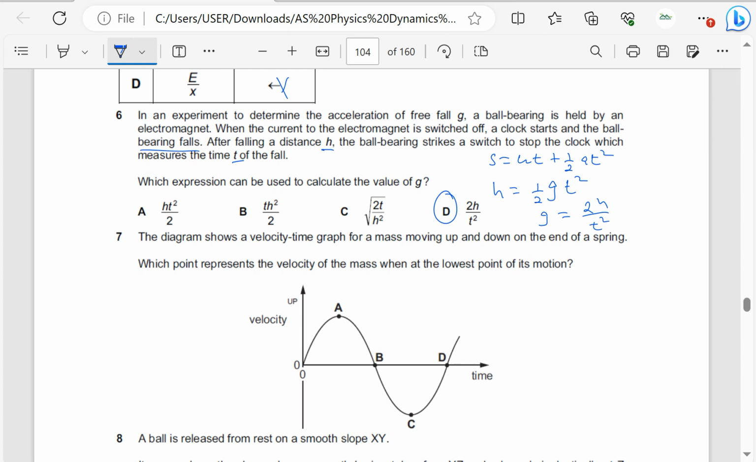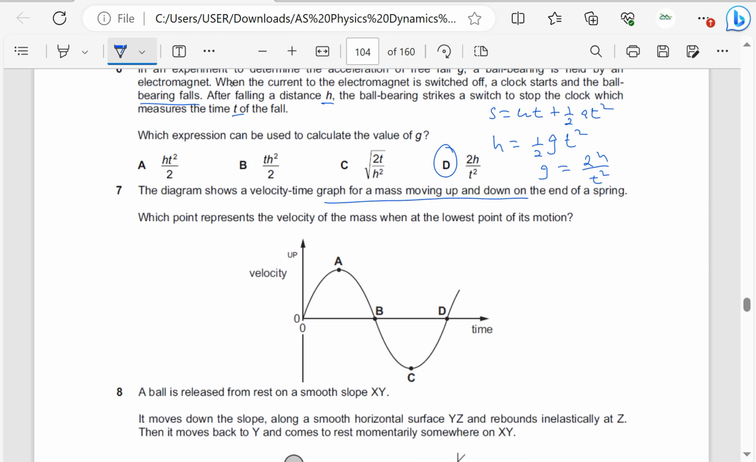The diagram shows a velocity time graph for a mass moving up and down on the end of a spring. Which point represents the velocity of the mass when at the lowest point of its motion? Of course, at the lowest point of its motion, velocity is supposed to be 0. But remember, this is up, this is down.